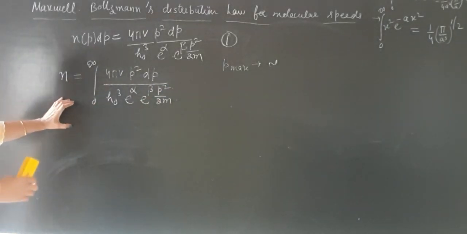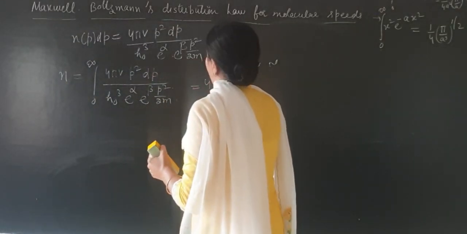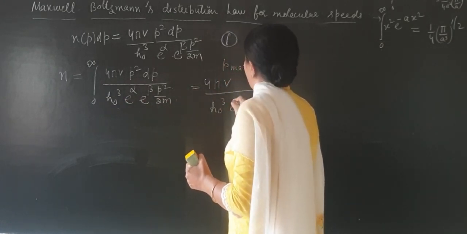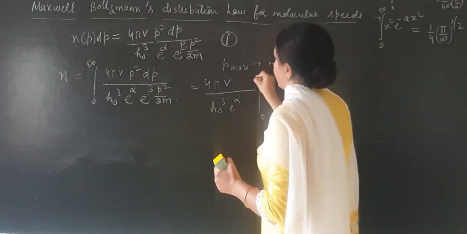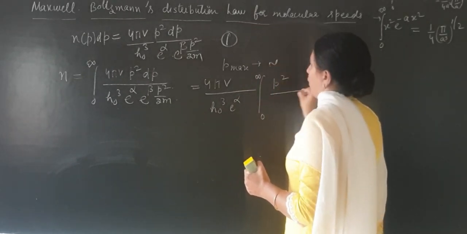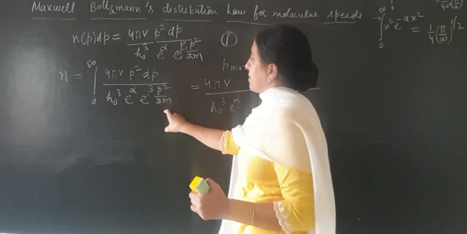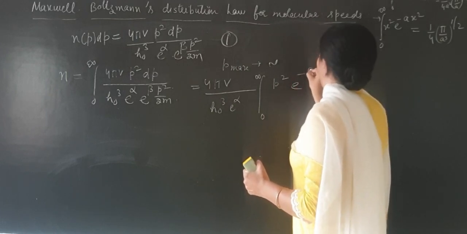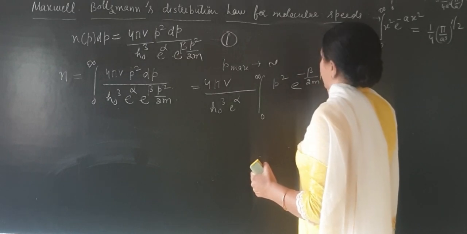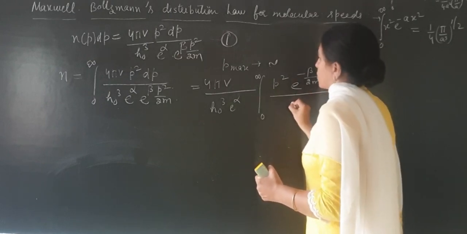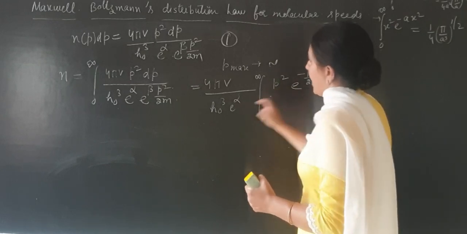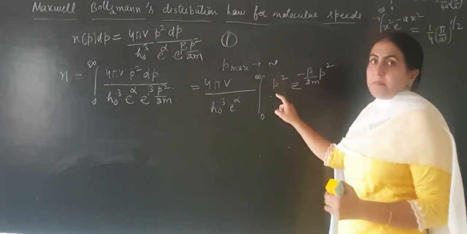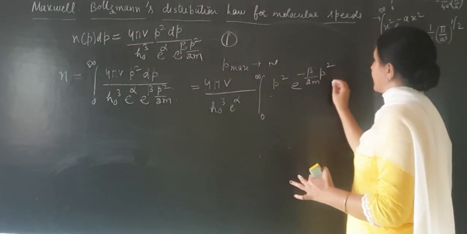So the constant terms we take outside. What is constant? 4 pi V is constant, h naught cube is constant, e raised to power alpha is constant. We have 0 to infinity p square e raised to power minus beta over 2m p square. So h naught cube is outside, e raised to power alpha is outside, 4 pi V is outside. Only the terms containing p stay in the integration with dp.